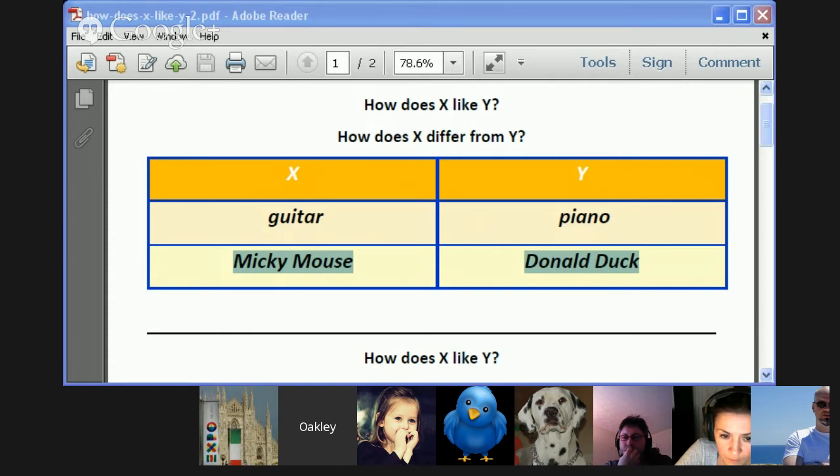And then what did you say? What was the beginning part? Even though they are both Disney characters, they were drawn by different people. That's it. Okay. I'm going to write that whole sentence because that's a great model. They were drawn by different people.